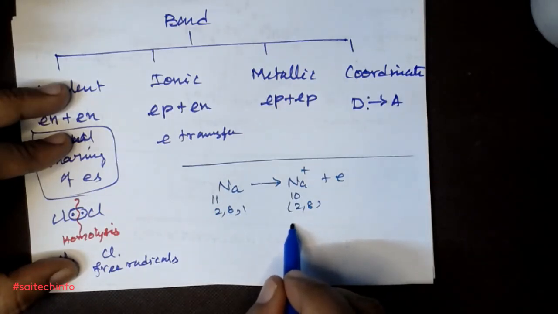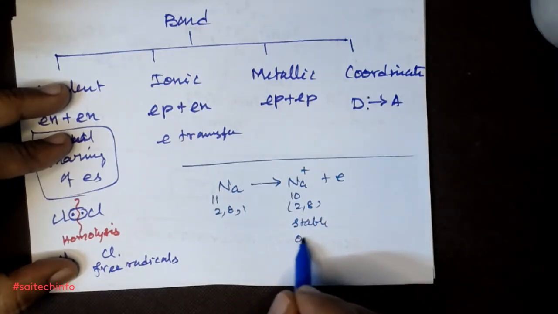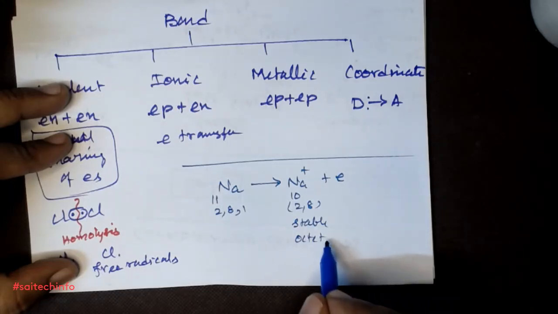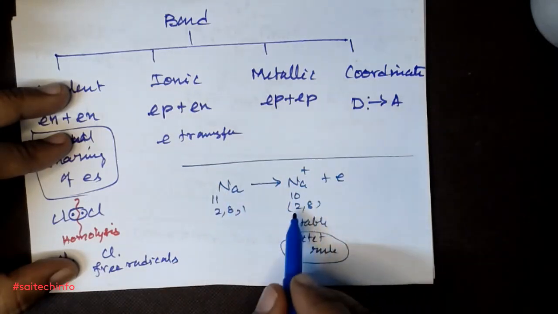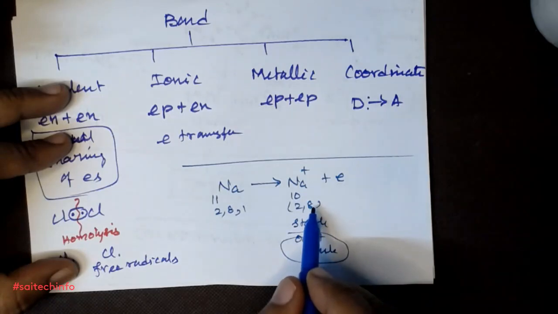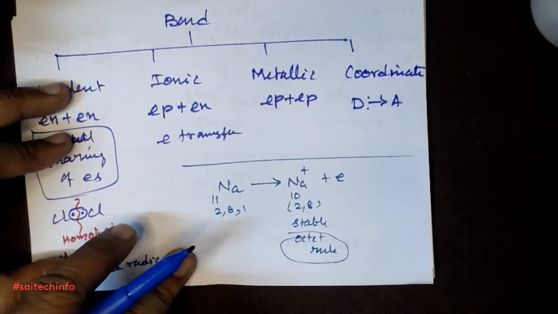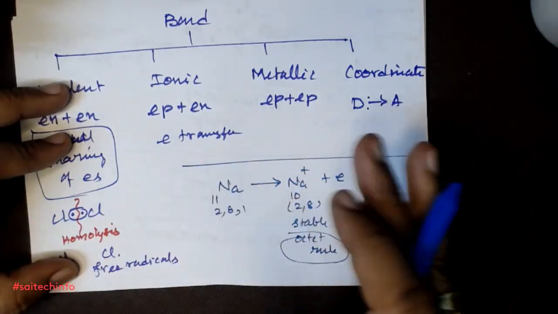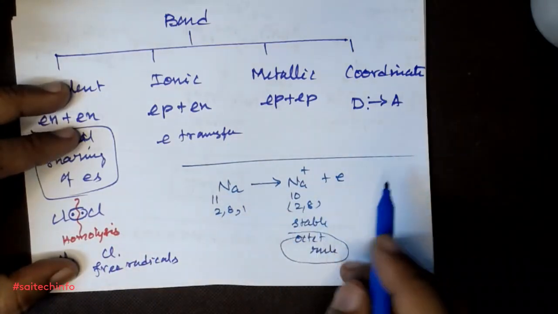So this is more stable because of the octet rule. The octet rule means that when an atom has an 8-electron system, it is more stable. Thereby it has an 8-electron system in the outermost shell, and that is why Na plus is more stable than sodium in the ground state. So naturally it releases one electron. This kind of releasing of electrons is called electropositivity, and that is a very metallic behavior.